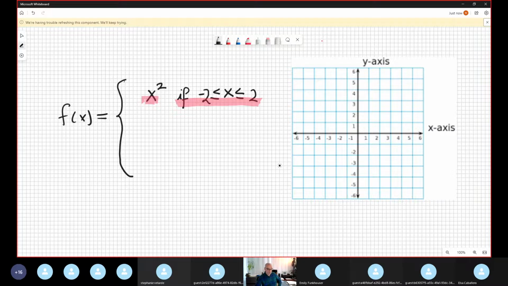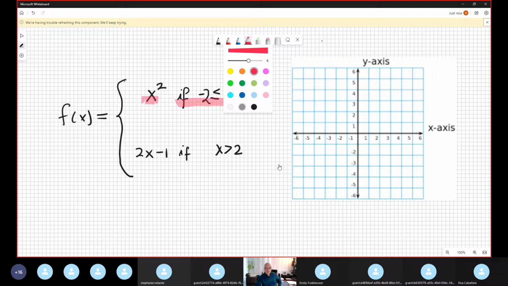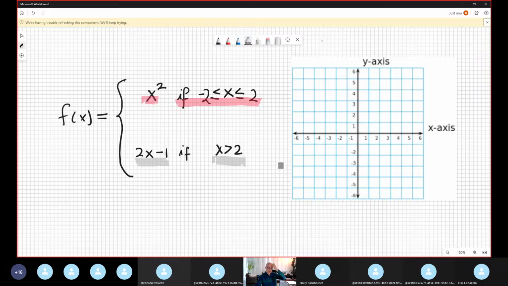Outside this, no. And the second is 2x minus 1 if x is greater than 2. Again, we have a condition and an expression in which it is valid. Okay, let's do it. The first interval is from -2 to +2. This is my first interval.